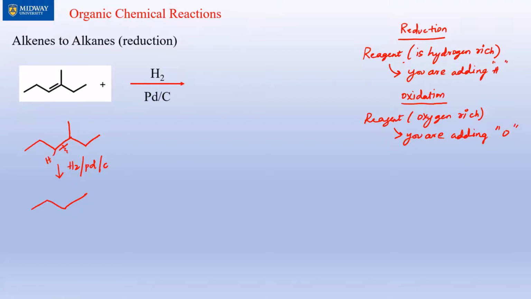We already have one hydrogen here, none here. But we're going to basically add one hydrogen each to the carbon from this hydrogen. I'm just going to put it in circles so you know. This hydrogen was already there. We've added one hydrogen each to each of the two carbons from the hydrogen in the reagent. So now we basically have an alkane, right?